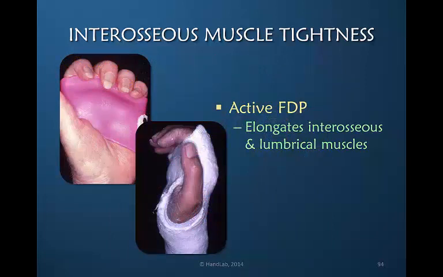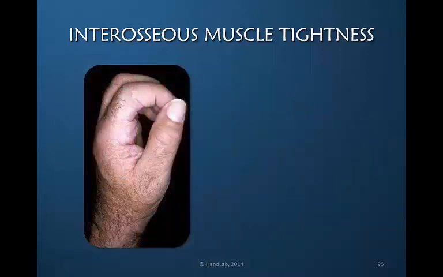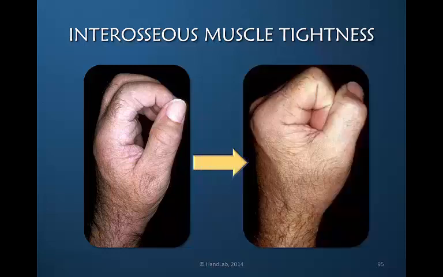The FDP becomes active to elongate these muscles in preparation for regaining full finger flexion. It increases the joint range of motion of the interphalangeal joints and decreases the edema within the fingers because of the active pumping and the contoured pressure in the palmar area. Interosseous muscle tightness was a significantly limiting factor for this patient, in addition, of course, to edema and joint stiffness. But with focus on reducing interosseous muscle tightness, you can transform a hand from this to this.